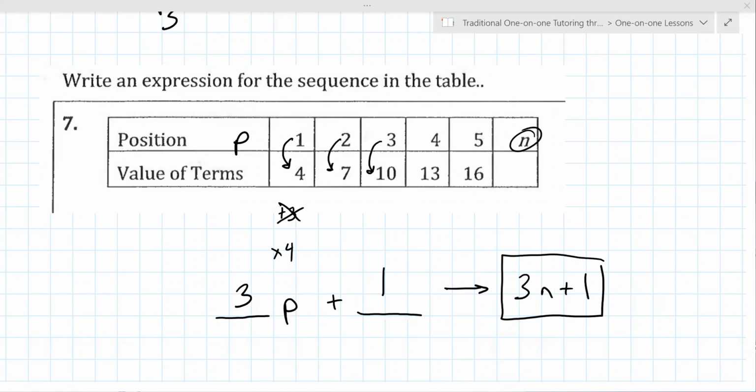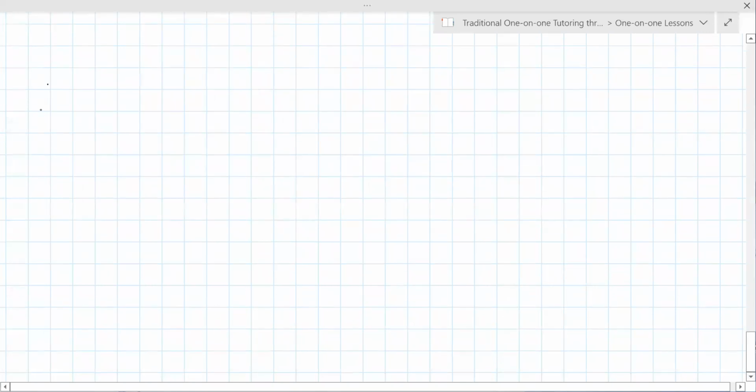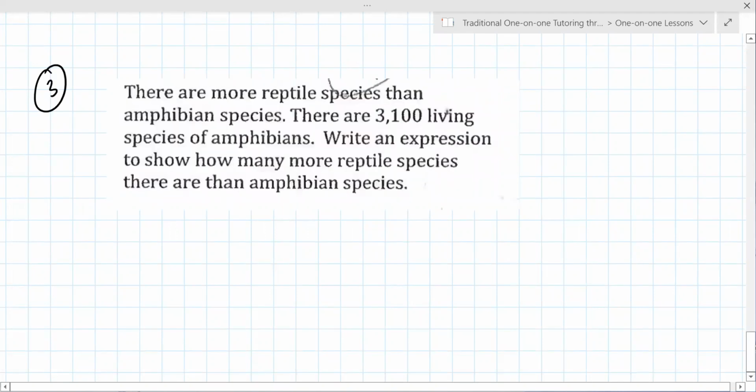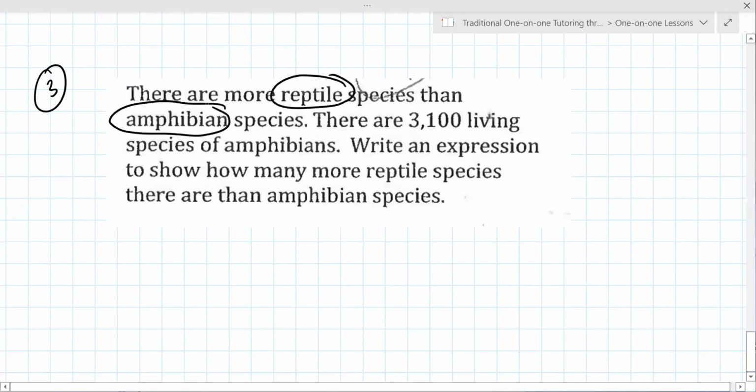So let's go back to number 3, if that's okay, after you get this down. So this one says to write an expression. It says there are more reptile species than amphibian species. So which is greater, the reptile or the amphibian? There are more reptiles. So if you take reptiles minus amphibians, this is the correct order because you always want to do the larger minus the smaller.